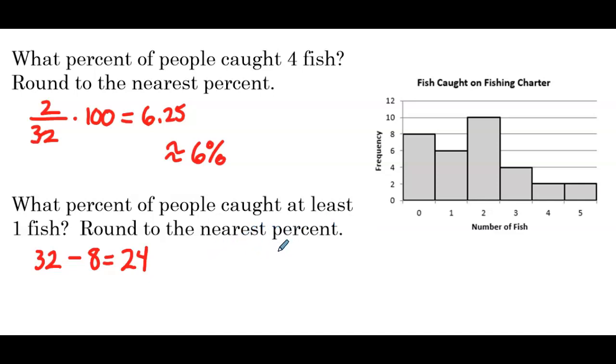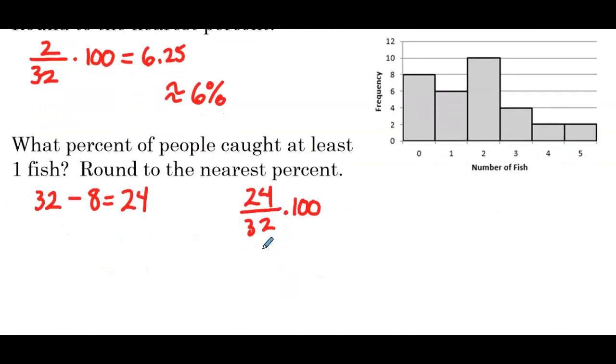So now the percent of people that caught at least 1 fish, so that's 24 over 32 times 100. So here we can divide both of these by 8 to make it a little simpler. So we'd have 3 over 4 times 100, which we can actually do without a calculator, and that's just going to be 75. So we don't need to round. 75% of people on the charter caught at least 1 fish.